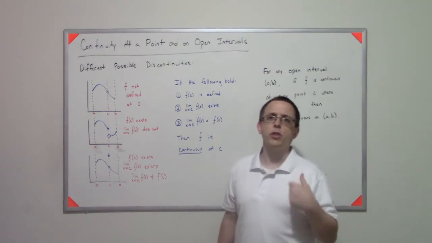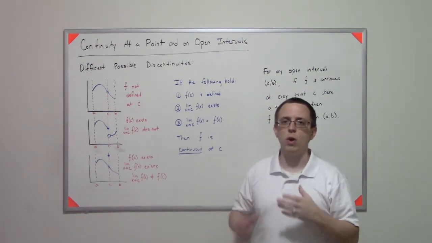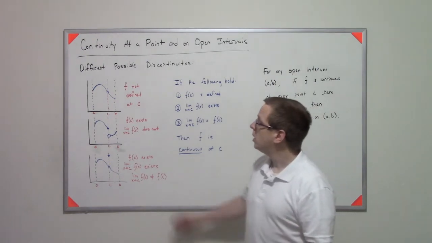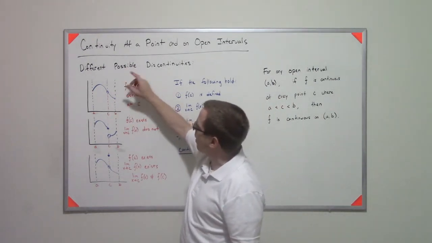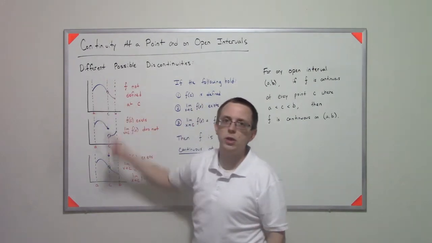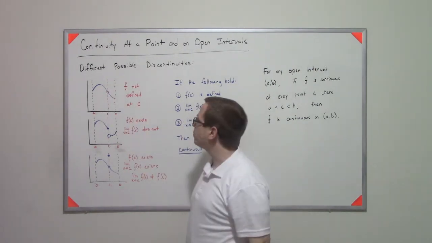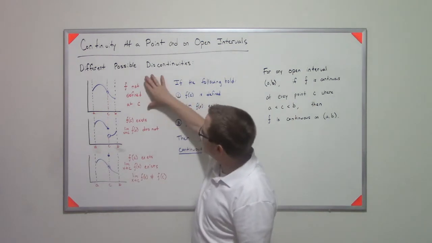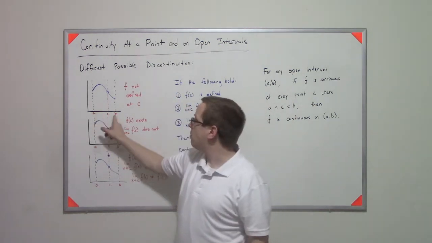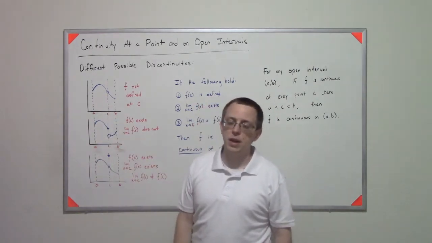So first, let's look at three types of cases where a function may not be continuous, at least at a point. If we take a look at this first graph, we have some graph of a function, but we have this hole here, this blue hole. And in that particular case, f is not defined at c. So we have a, b, and c here. f is not defined at c.